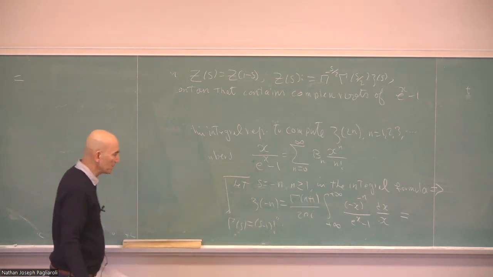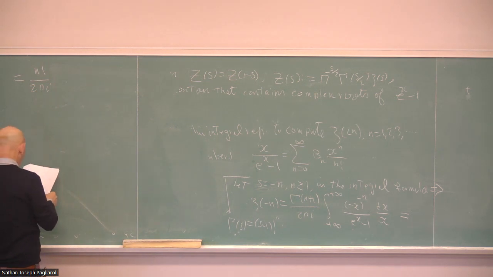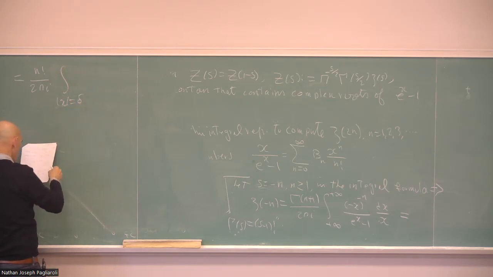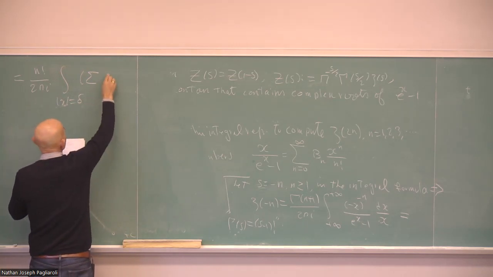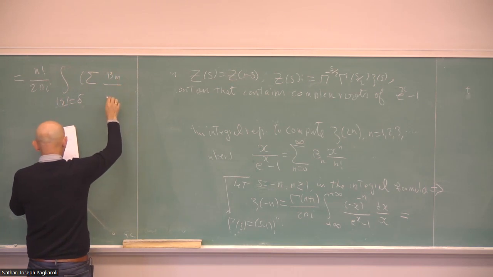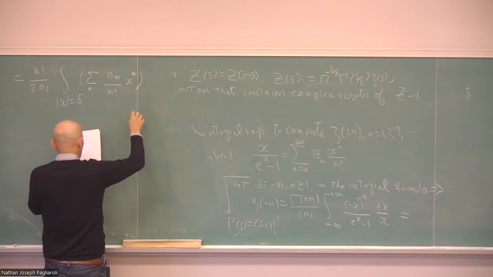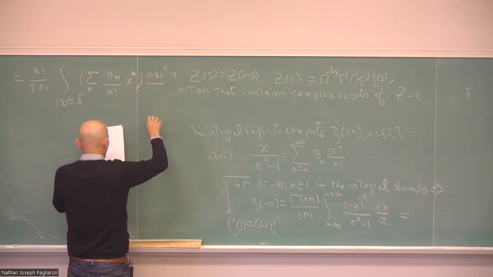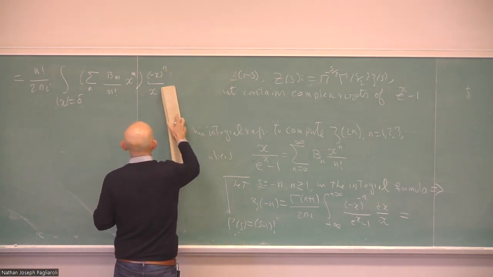So n factorial divided by 2 pi i, and the integral comes to be just over the circle, some small circle. Sum, you just write it, sum of b_m over n factorial, sum over m, and here is x^m, here is minus x to the power n over x, dx over x. I mean, dx.